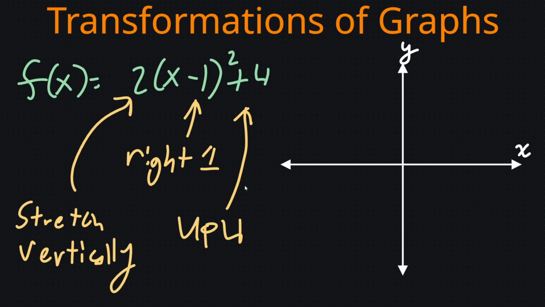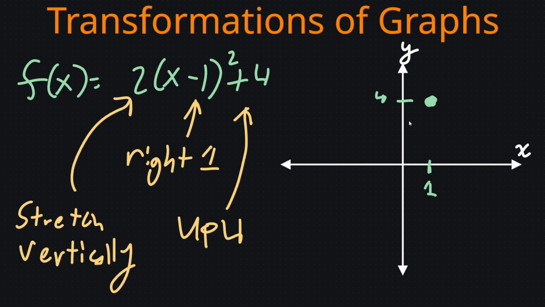So what's that going to look like? Well, I'm going to go over here. I'm going to plot my vertex, my key point of interest. Instead of being at the origin, I'm going to move it right 1. So put a 1 right here. I'm going to move it up 4. I'll put a 4 up here. I can draw my dot.